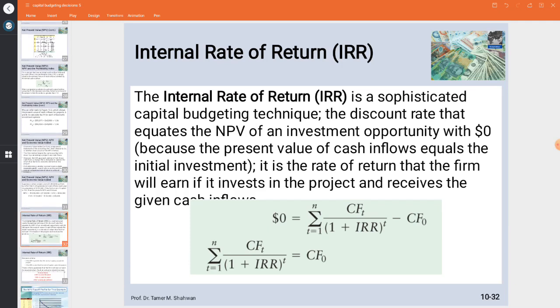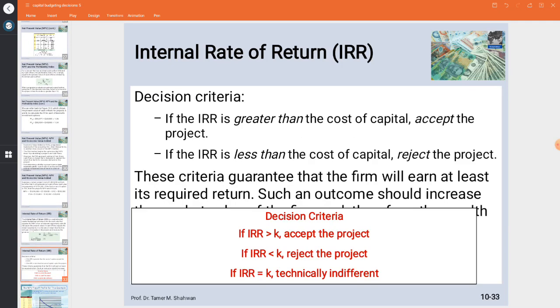After we determine our internal rate of return, we are going to implement the following decision criteria. What is this decision criteria? If the internal rate of return is greater than the cost of capital, in this case, you should accept the project. If the internal rate of return is less than the cost of capital, you should reject the project.